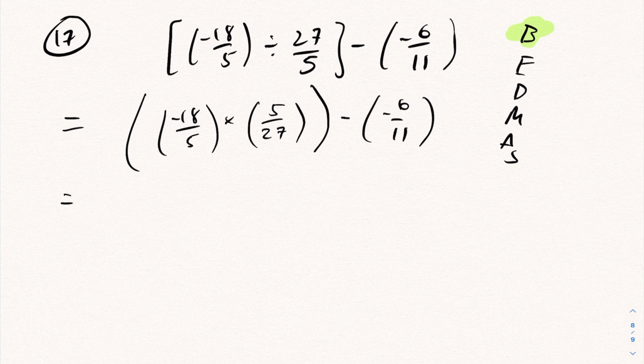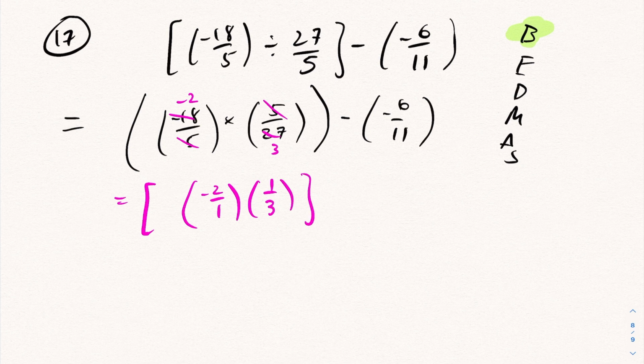Now, in this situation here, again, you're looking to see if there's any cancellation. The 5s will cancel, dividing top and bottom by 5. In this case here, I can divide top and bottom by 9. I get negative 2 and 3. So let's rewrite what we have here. I end up getting negative 2 over 1 times 1 over 3. Close those brackets. We might as well change the 2 minus signs to a positive and put plus 6 over 11. So this becomes negative 2/3 plus 6 over 11.